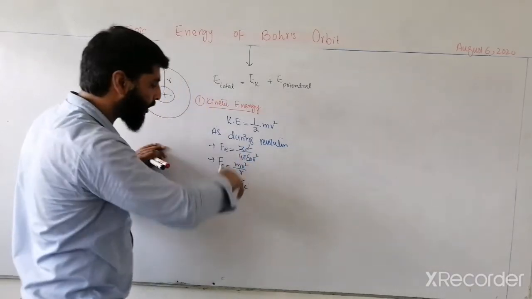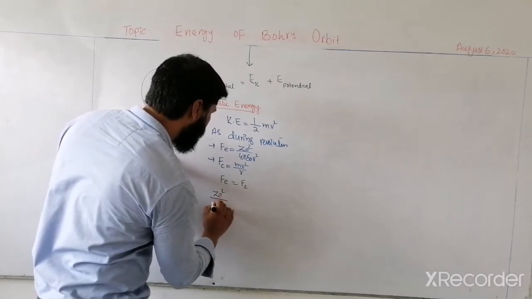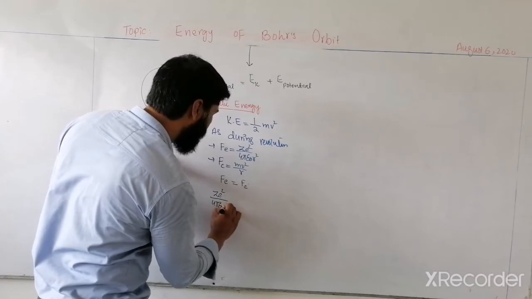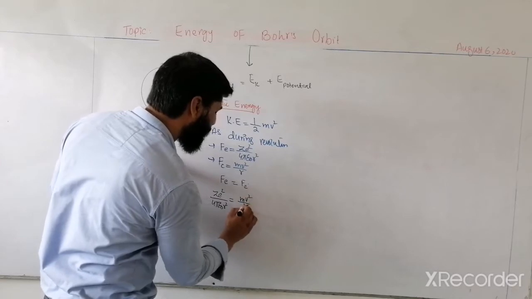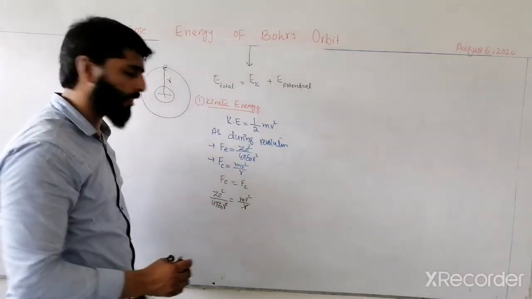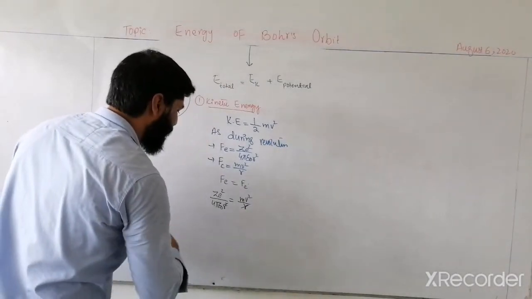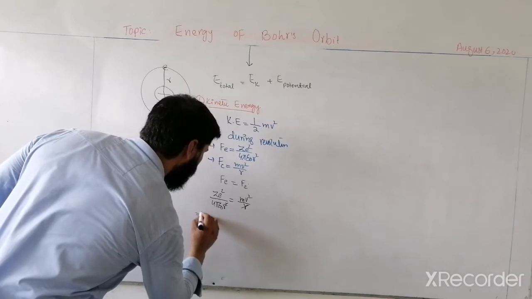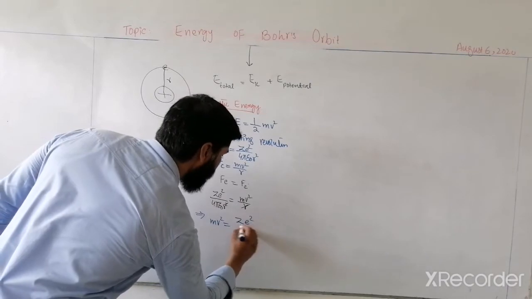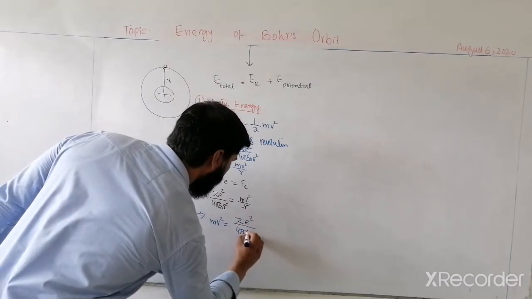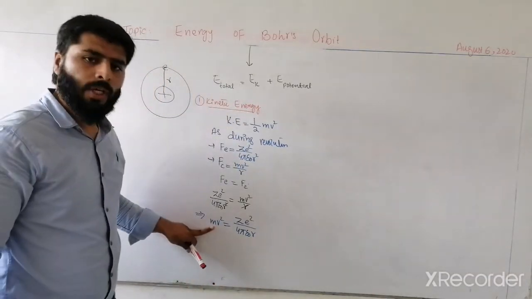By putting the values of these two, we will get Ze square divided by 4 pi epsilon naught r square, which is equal to mv square divided by r. This r is cancelled out with this r square, and we have the value of mv square. mv square is equal to Ze square divided by 4 pi epsilon naught r. This is the value of mv square.